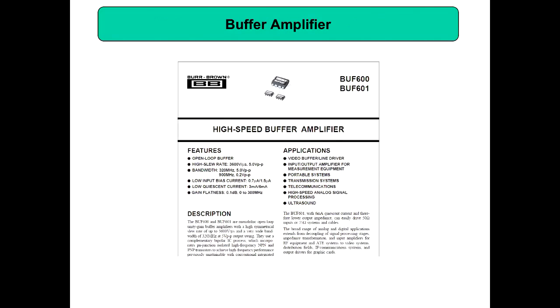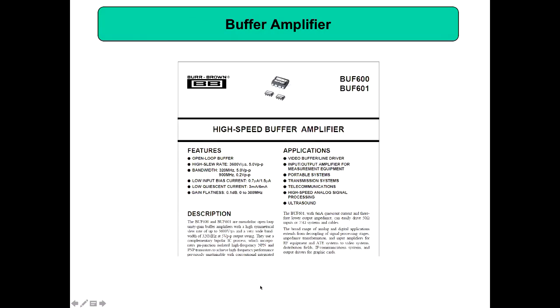So buffer amplifier, as I said, you can see high speed buffer amplifiers you can buy. See, BUF600 is an example. A monolithic open loop unity gain buffer amplifier, see, the gain is close to unity, with a high symmetrical slew rate up to 3600 volt per microsecond, and very wide bandwidth, 320 megahertz, 5 volt peak to peak output sync. So you can see the specifications.